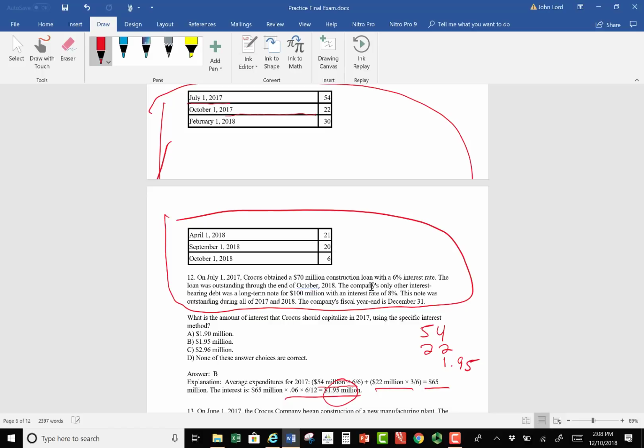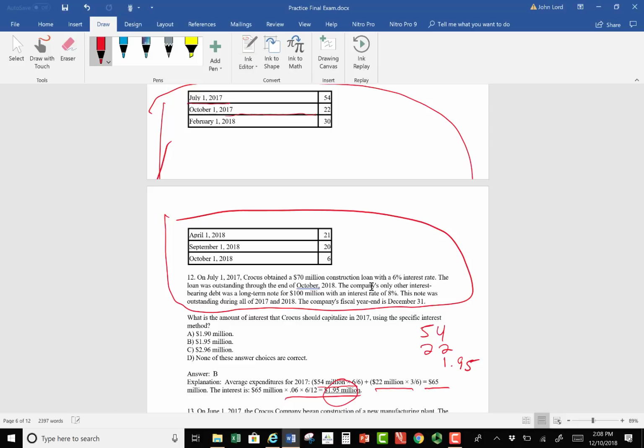Go ahead. So I understand the 6 out of 6 months for June, but then for October, is that just because that's a leftover 3 months of the year? Yes, because it was only outstanding for 3/12 of the year, or 3/6, I should say, of the construction period, because we're using the construction period here. You don't start capitalizing any interest until construction begins, right? And they told us that the construction began on July 1st, so that's when we go ahead and start. That was another rule that I didn't articulate when I summarized the rules.